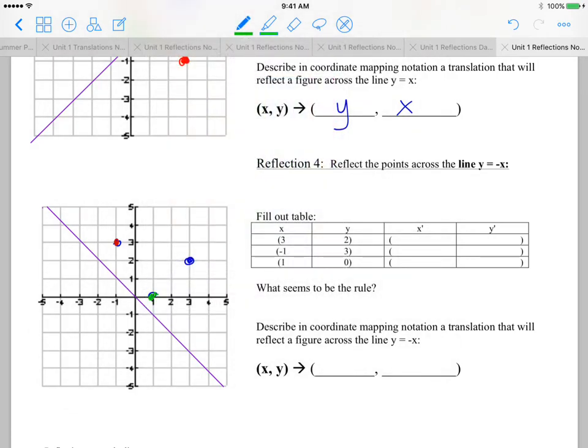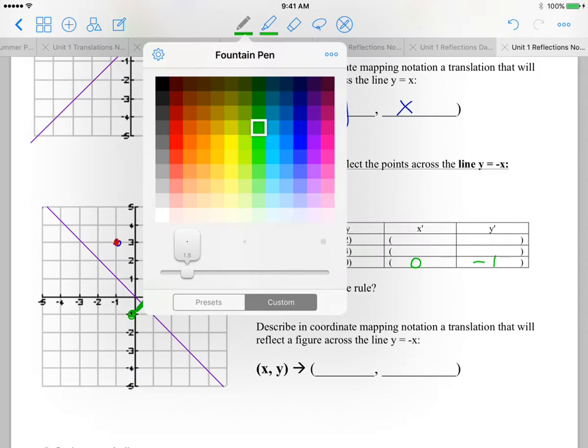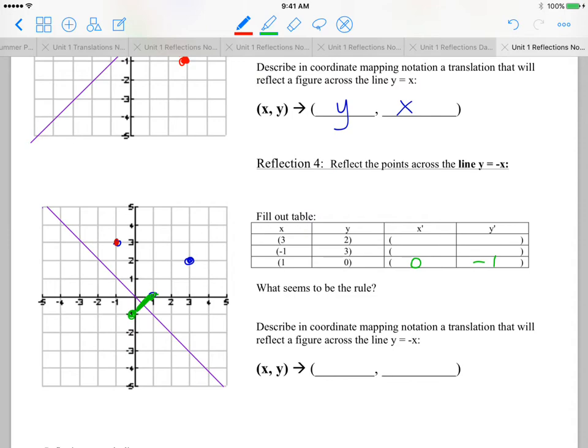Okay. So now we have these lines. Again, we're going to flip across. New line, perpendicular bisector. So I'm at 0, negative 1 now for green. Let's go with red. Blues are a difficult one in this one. So red goes from negative 1, 3 over here to negative 3, 1.